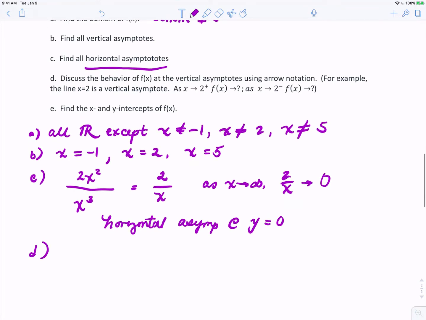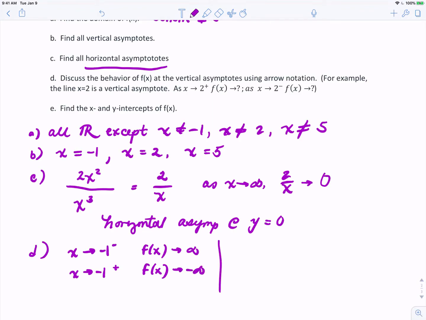Discuss the behavior of f of x at the vertical asymptotes using arrow notation. One of the ways to do that is to simply graph the rational function using technology, which is what I did. And if you do that, you'll find that as x approaches negative 1 from the left, f of x approaches infinity. And as x approaches negative 1 from the right, the function approaches negative infinity.